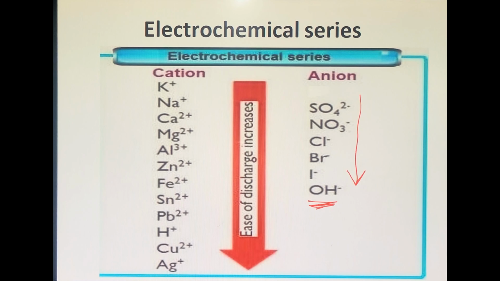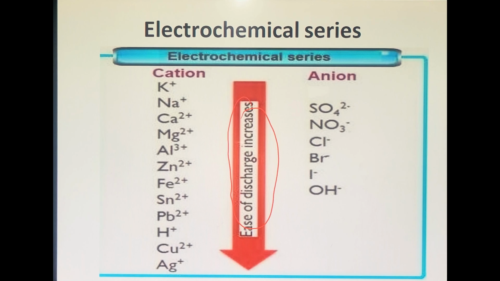More lower the position, more easily it will get discharged. So if you have a chloride and if you have a hydroxide, children, can you tell me which one will get discharged first? Yes, it will be the hydroxide. Why? Because we know the lower the position of the anion or the cation, the more easily it will get discharged. Please follow this arrow. The lower the position, the more ease of discharge happens.